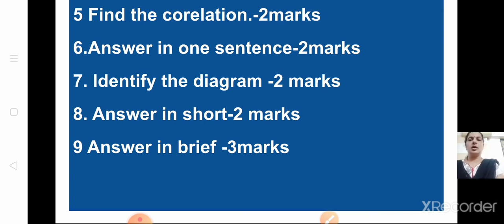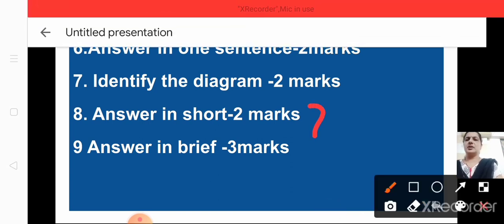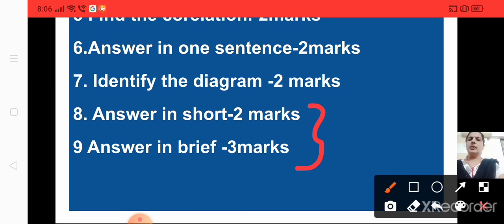Then answer in short, and 3 marks question brief answer. These two will not have options. Only the question will be given. Answer in short, only one question will be given, no option for that. You cannot choose the correct answer, not like that. Up to the diagram, there are choices, you have to just choose the correct answer. Answer in short and answer in brief, you have to type the answers. Okay, this is your paper pattern.